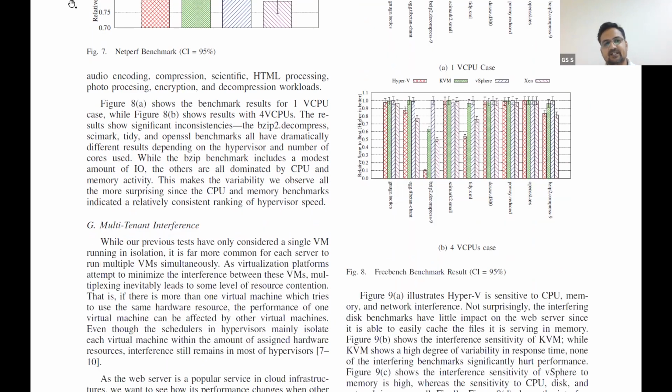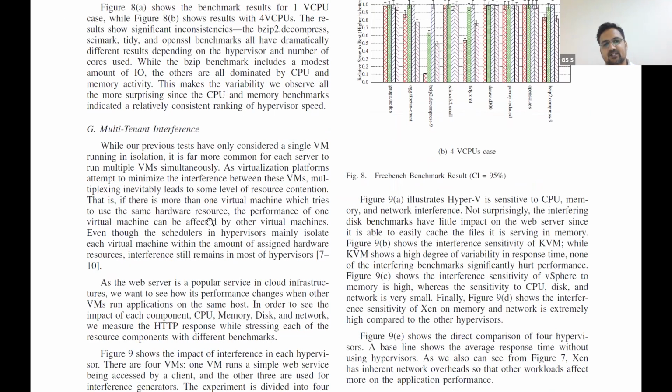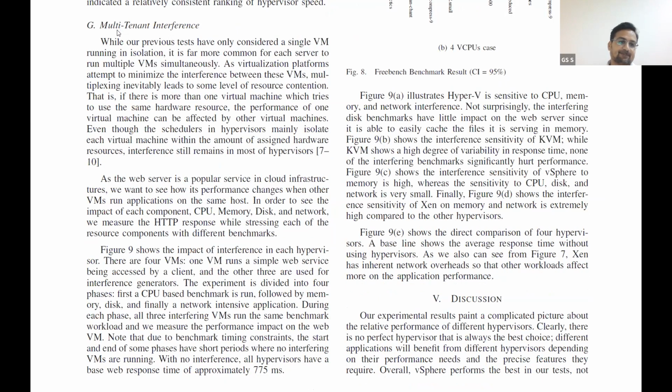They also test multi-tenant interference. Multiple VMs running together, do they affect each other? And then they compare. I don't want to go into the results of which does better, because this is an old study. These tools have changed, right? But this is how the comparison happens.